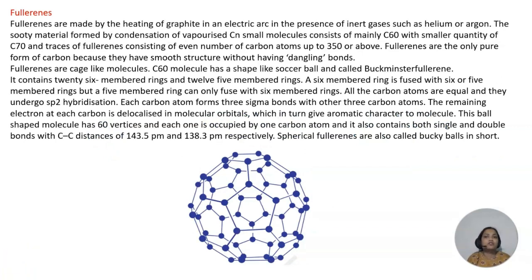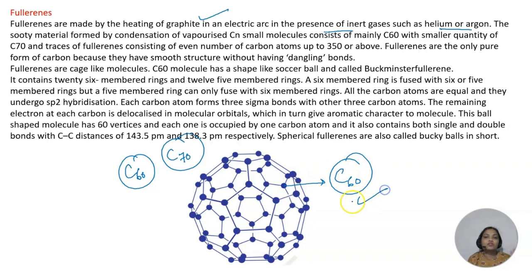Now let's talk about fullerenes. So they are made by heating of graphite in an electric arc in the presence of inert gases. So we have Cn molecules, like C60 is there, C70 is there, all right, but up to 350 can also go. So they are actually cage-like molecules, like you can see C60, which is having the shape of a soccer ball and called Buckminsterfullerene.